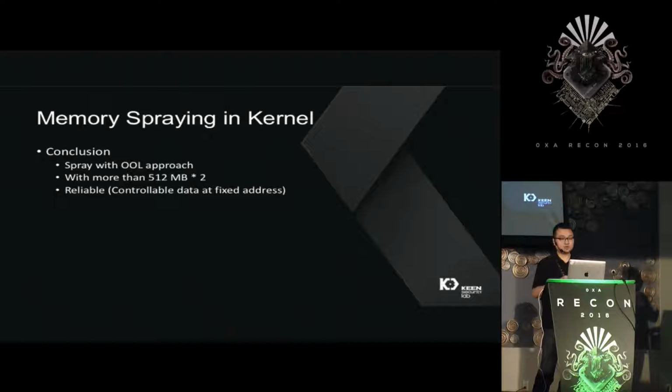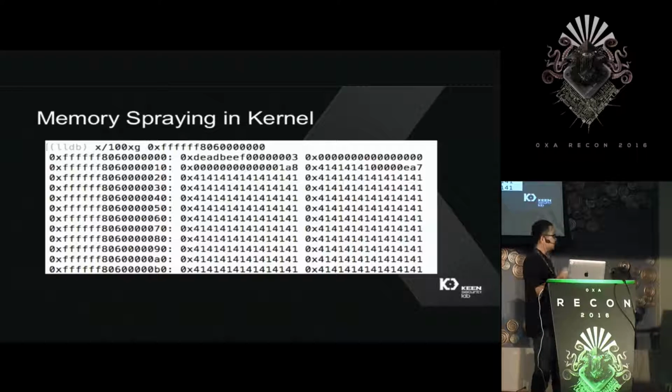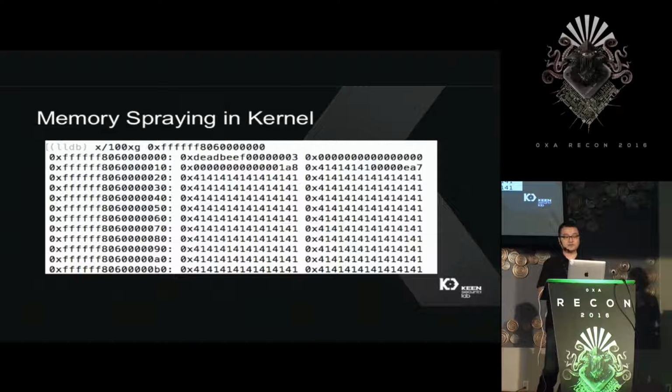If we do 1 gigabyte of OOL spraying, we can do very reliable memory spraying, which means you can have controllable data at a very fixed address. This graph shows that with more than 1 gigabyte of spraying, you can have controllable data at a very fixed address.